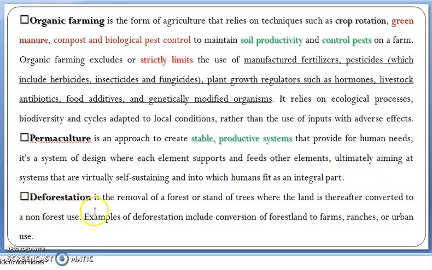Now deforestation. It is the removal of a forest or stand of trees where the land is thereafter converted into a non-forest use, that is from forest to non-forest area. Examples of deforestation include conversion of forest land to farms, ranches or urban use.